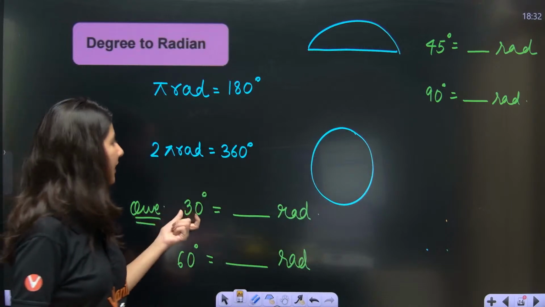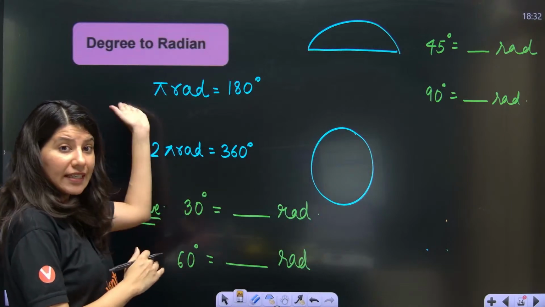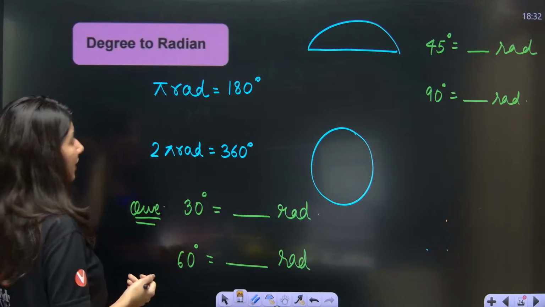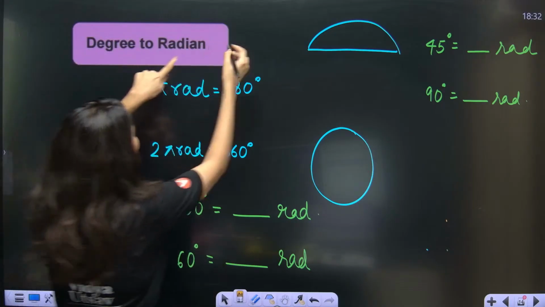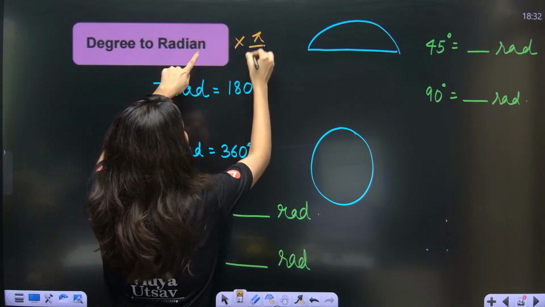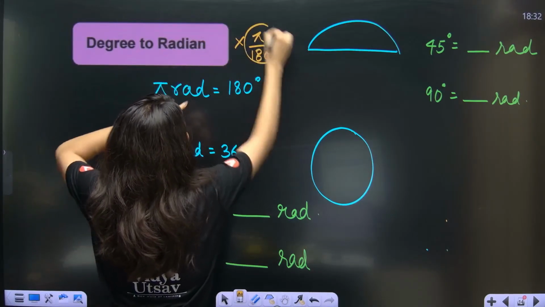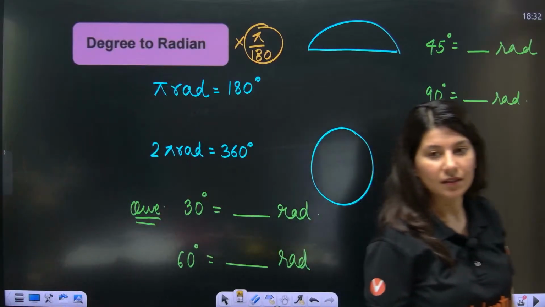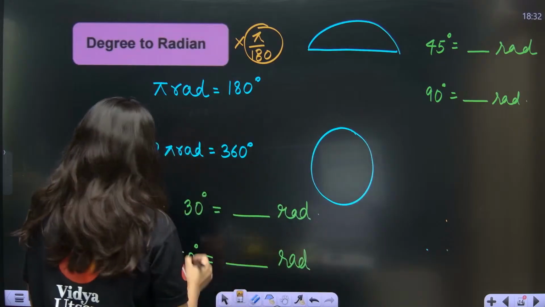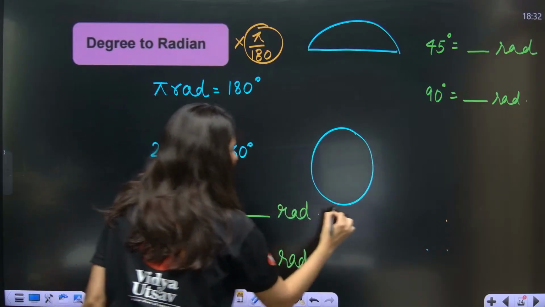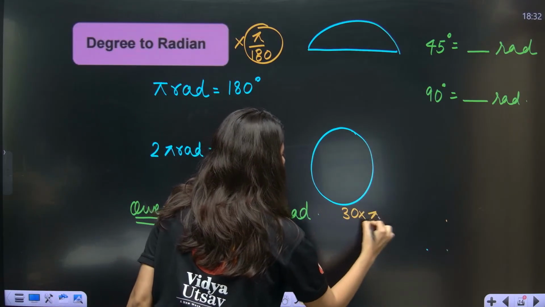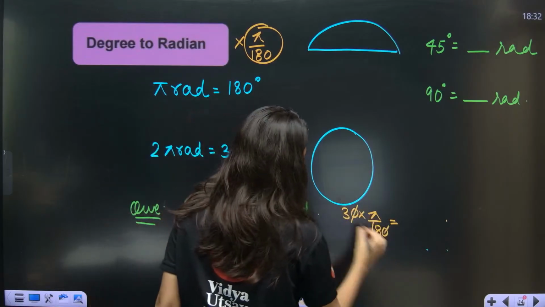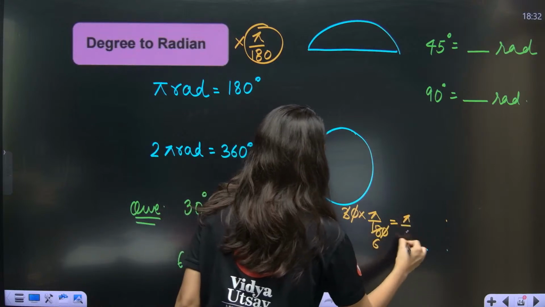Okay, so 30 degree. Now how to convert degree to radian? To convert degree to radian, you have to multiply it by pi by 180. So 30 into pi by 180 will be your answer. The zeros cancel, 3 ones are 3, 3 sixes are 18, so pi by 6.